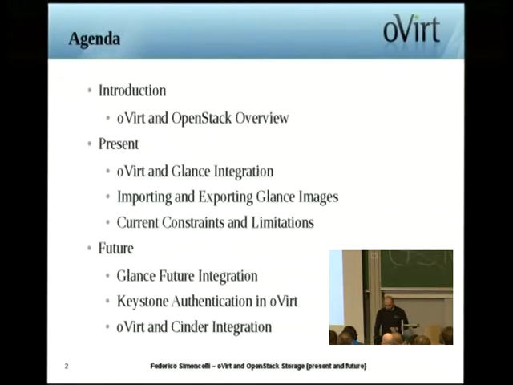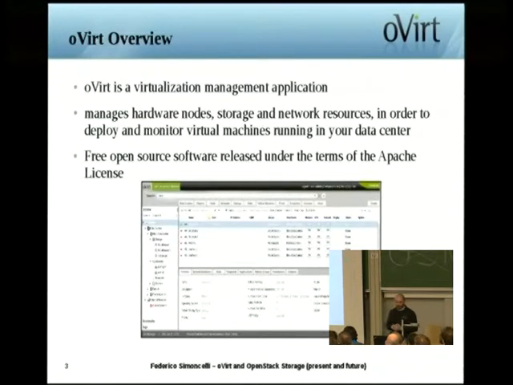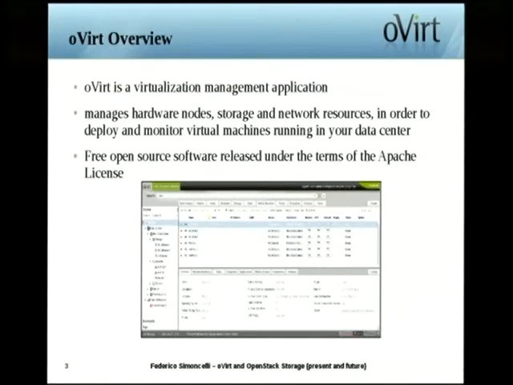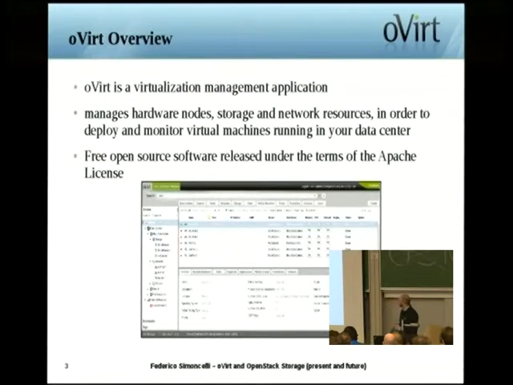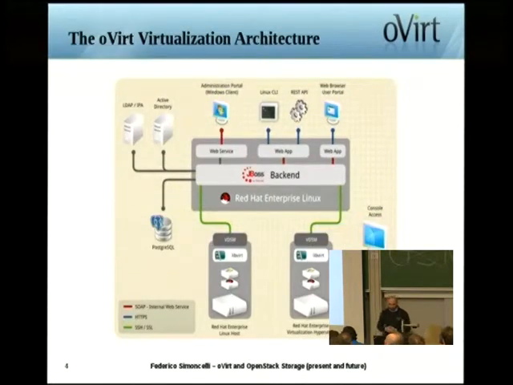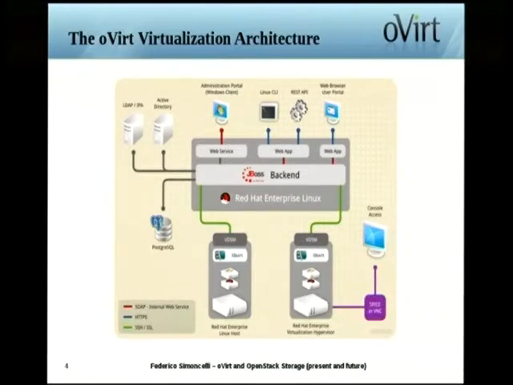So just to start, what is OVirt? This is the definition that you can find around pretty much everywhere. OVirt is the virtualization management application that manages hardware nodes, storage, and network resources in your data center in order to deploy virtual machines. Right? It's open source, released under the terms of the Apache license, and this is a quite old diagram that you can find, but we have some new things going on, but this is pretty much the idea.